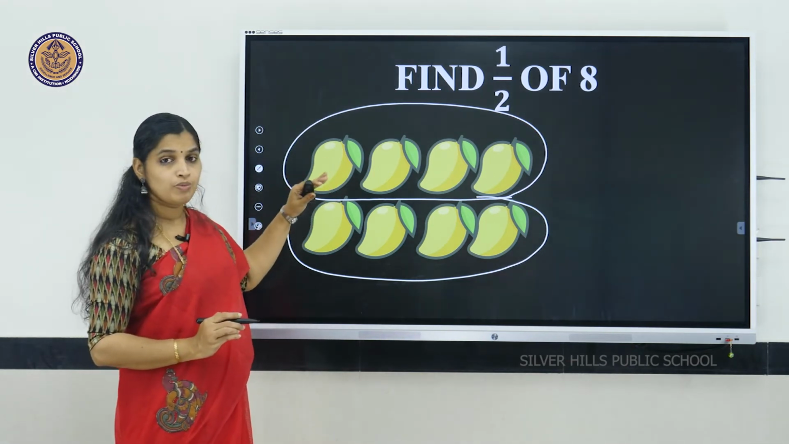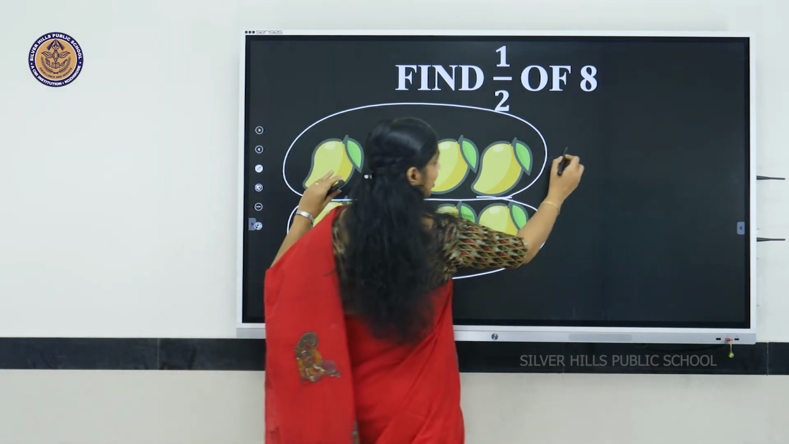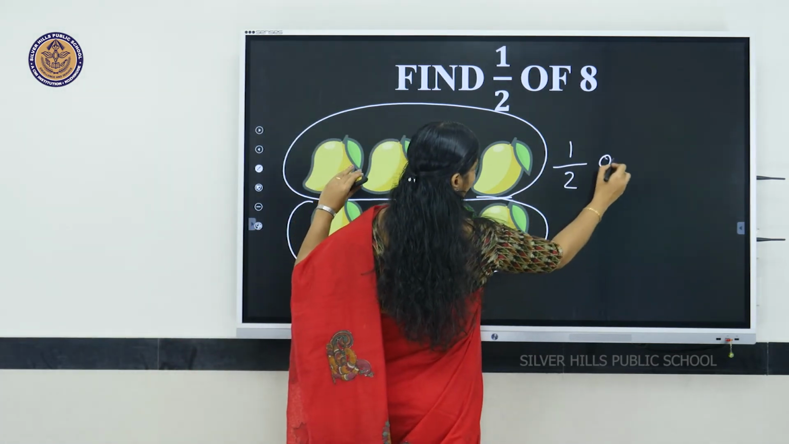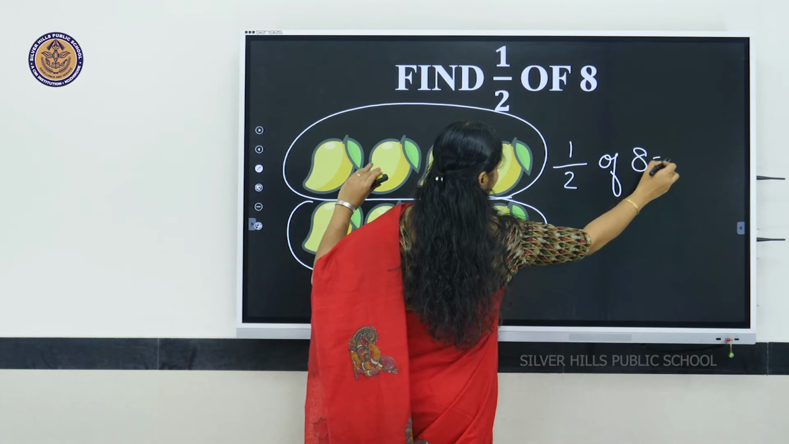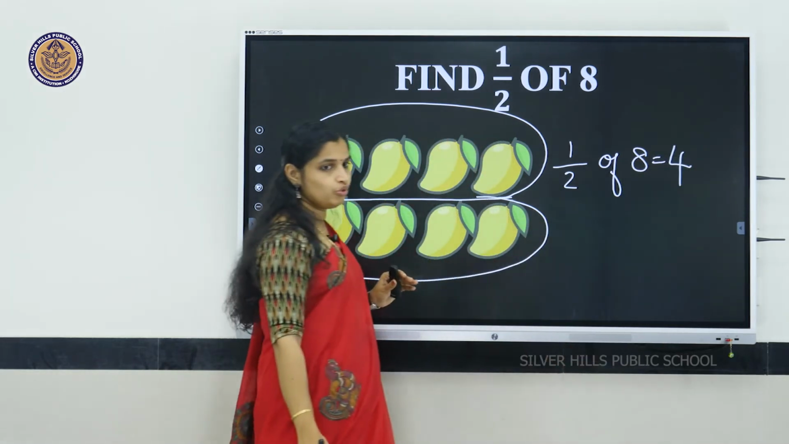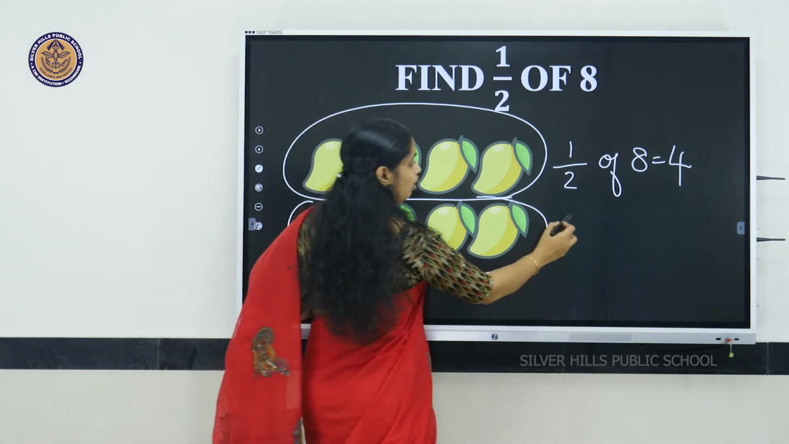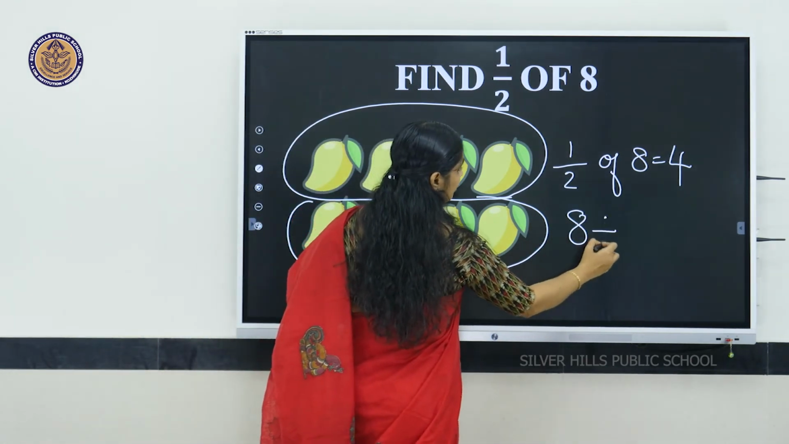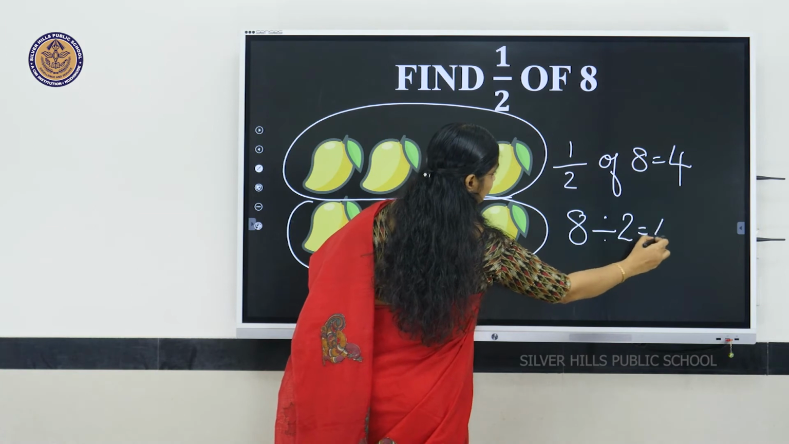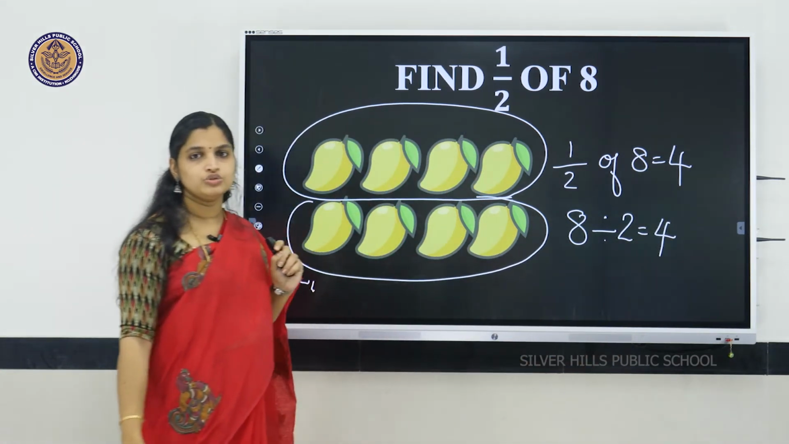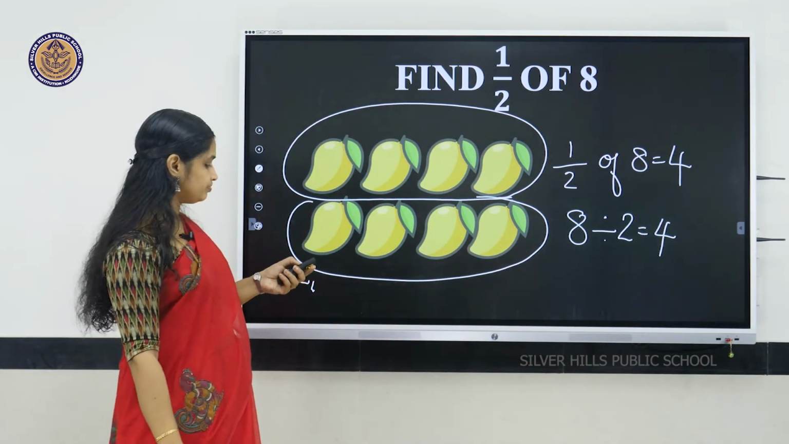So in one group how many are there? 4. So actually 1 by 2 of 8 is what? 1 by 2 of 8 is 4. One group how many mangoes? 4 mangoes. Okay, or we can do like this, 8 divided by 2 is equal to 4.